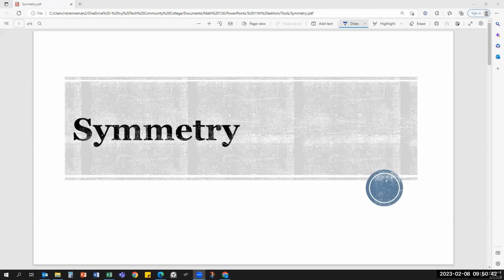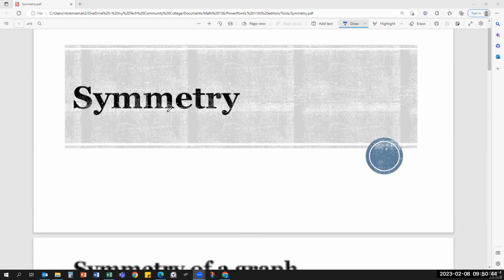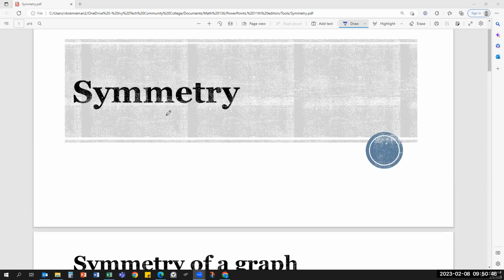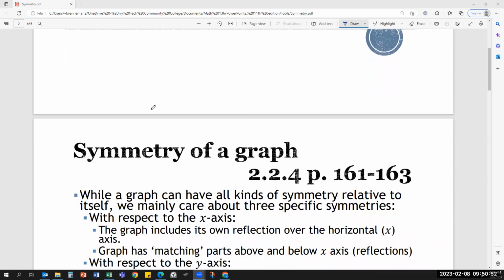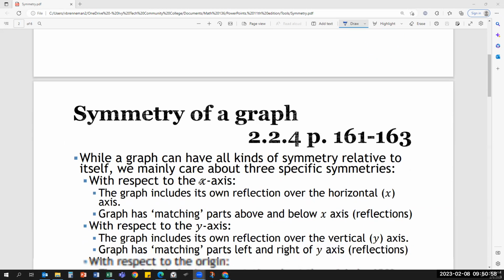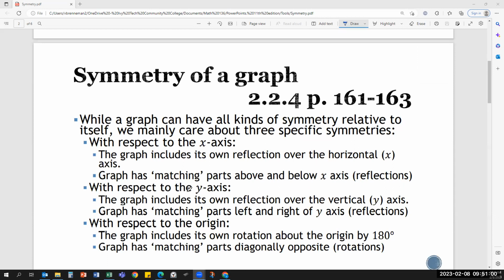Let's talk about symmetry. Symmetry is when an object has repeated shapes within it. But in this course, we care about specific types of symmetry that relate to a graph. Symmetry within the graph itself can be helpful, but we particularly care about symmetry that relates to the coordinate plane: the x-axis, the y-axis, the origin.